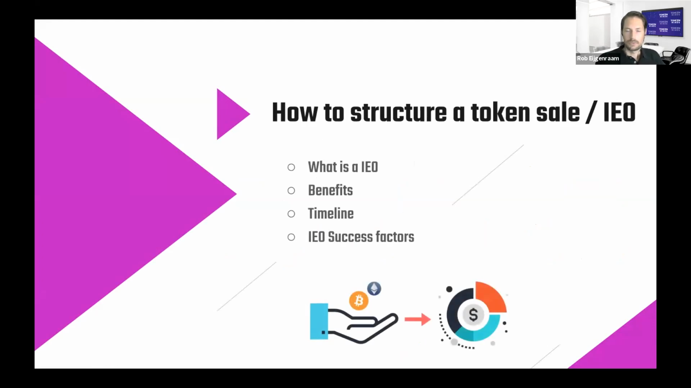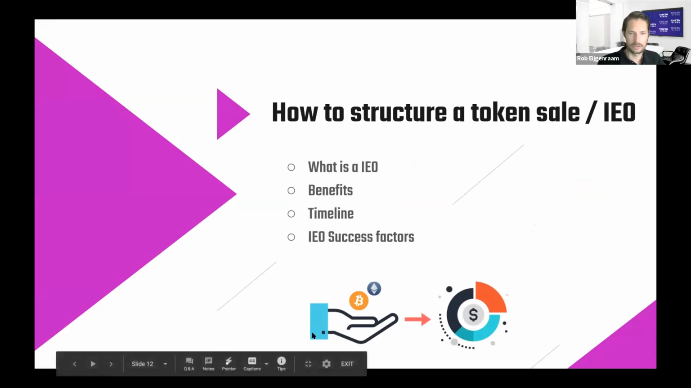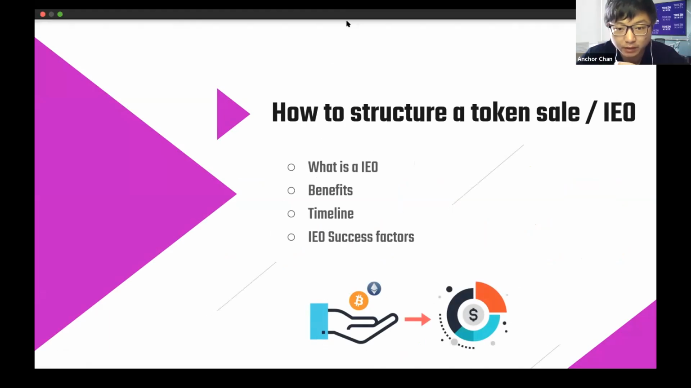So next up, Anchor is going to tell something about an IEO, because that's a part of a utility token, where you can actually do a token sale and raise funds. So I'm going to give the word to Anchor. Okay, thank you, Rob. So let me share my screen now.